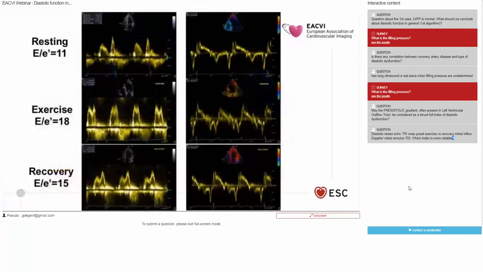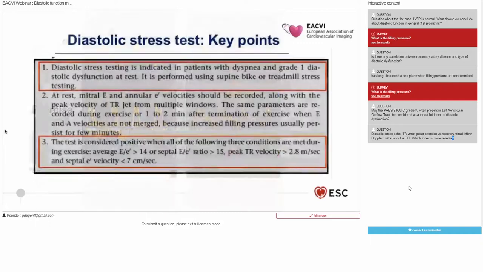So if we recap, we started with an E over E prime of 11, which was kind of in the gray zone. This increased significantly to 18 during exercise, and it remained increased even in the recovery period for a couple of minutes with an E over E prime of still 15, even when the heart rate slowed down.